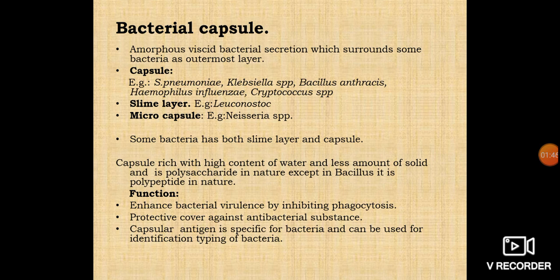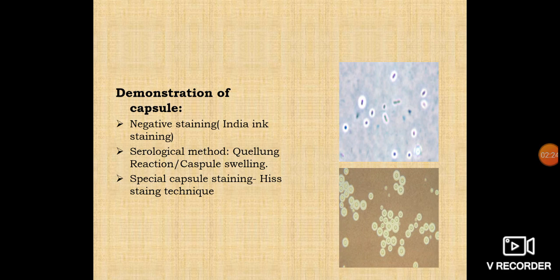Let's see the components of the capsule. The capsule is rich in water, with a low content of solid. It has antigenic characteristics and is made up of polysaccharide, except in Bacillus, where it is polypeptide in nature. So these are the components of the capsule. Now let's see the function of the bacterial capsule. It enhances virulence by inhibiting phagocytosis. It also protects against antibacterial substances, and it has an antigenic property, so it can be used for typing of the bacteria.